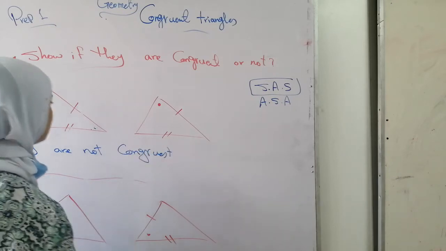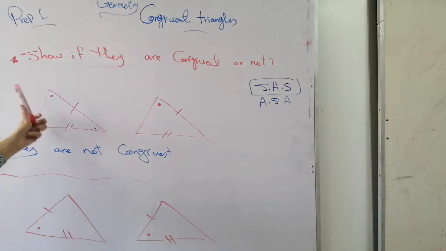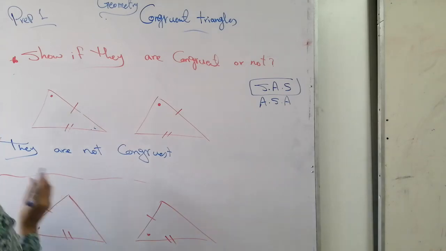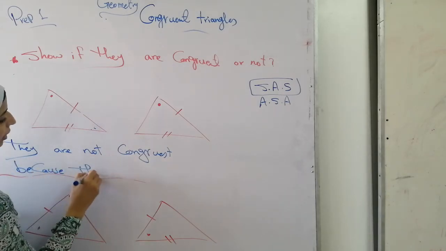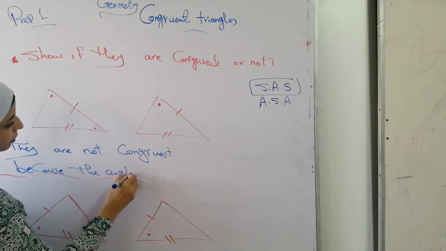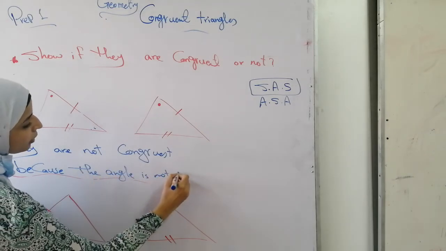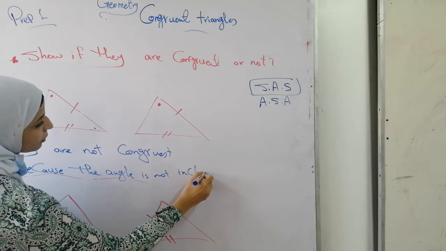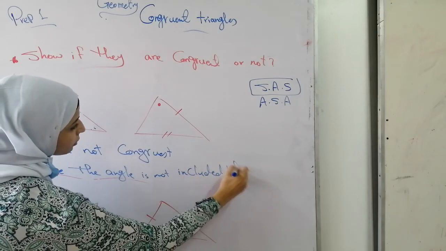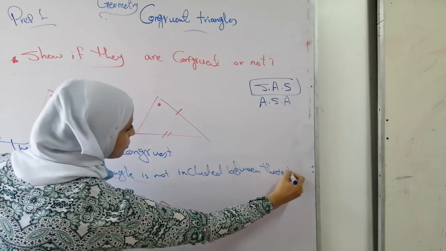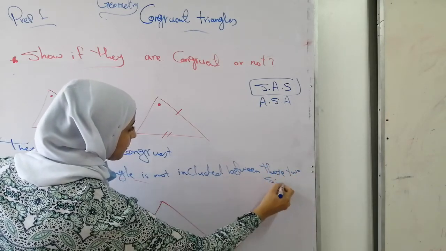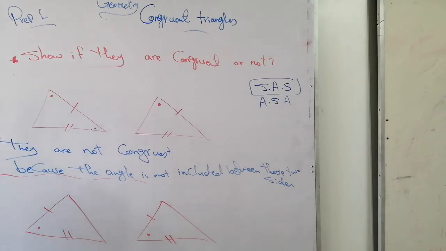Why? Because the angle is not included between these two sides. Okay, let's take our second example.